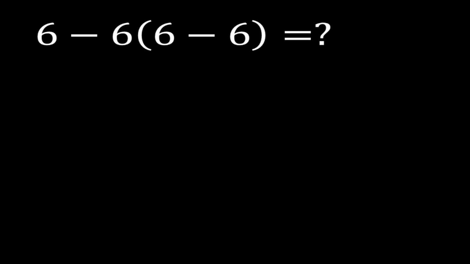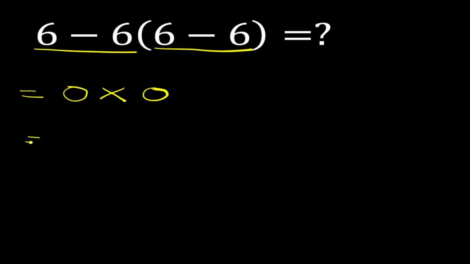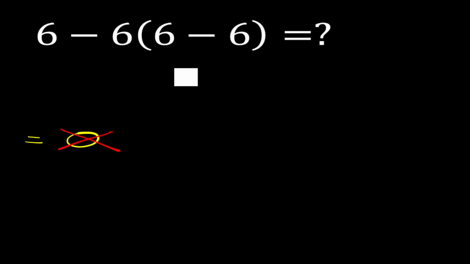So most people solve this question like 6 minus 6 is equal to 0. Then again 6 minus 6 is equal to 0. Now 0 times 0, and that is equal to also 0. But this answer is not correct. This answer is completely wrong, right? So now let's solve this problem correctly by using a PEMDAS rule.